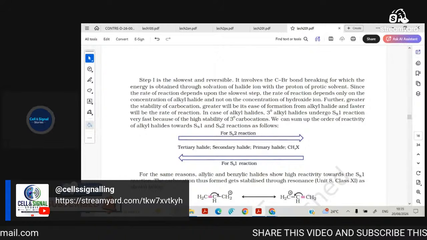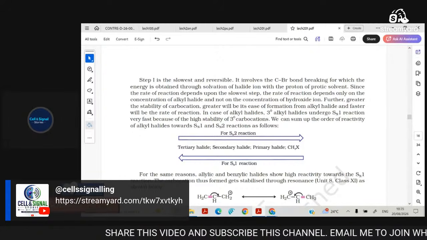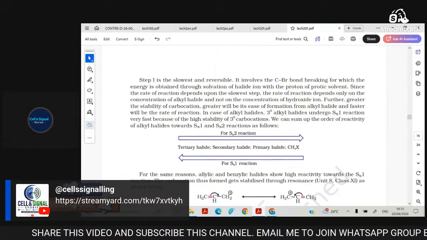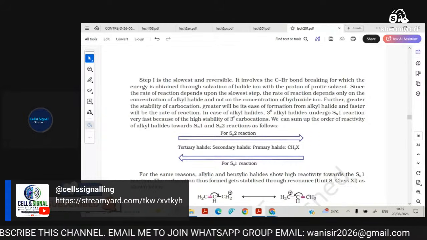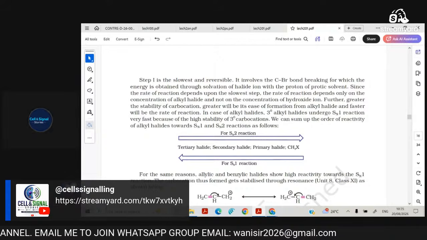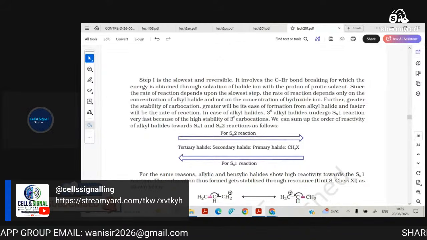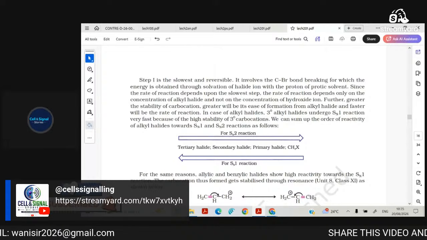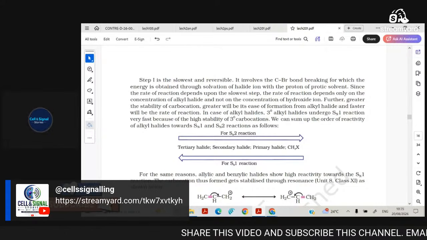Further, the greater the stability of the carbocation, the greater will be the ease of formation of the carbocation, and faster will be the rate of reaction. This is very important, and it can come as a one-line question: the greater ease of formation depends upon the greater stability of the carbocation, and faster will be the reaction. They can also put it as slower will be the reaction.